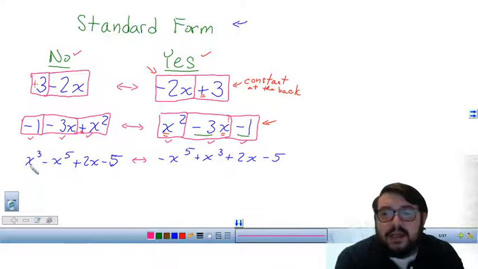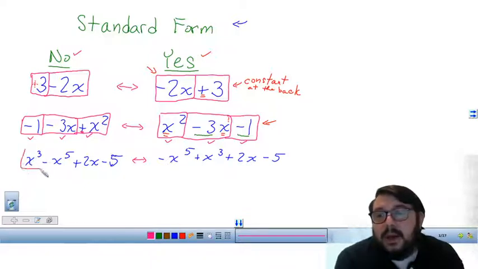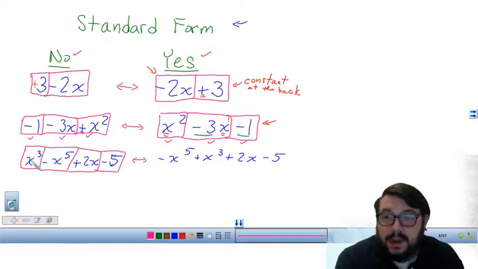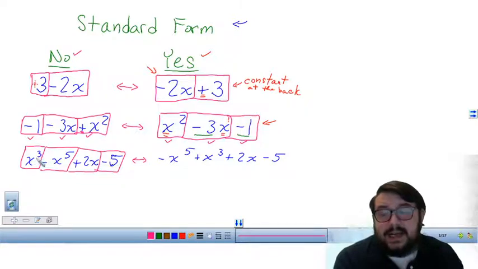Watch. Look at this long one, okay? x to the third, -x to the fifth, positive 2x, and -5. Well, here I can see that this is not standard form. Why is it not standard form? Well, it's not standard form because the 5 should be at the front, because the 5 is the biggest exponent I see. So therefore, this -x to the fifth, this term should be my lead term. The reason it should be my lead term is because it has the highest exponent.